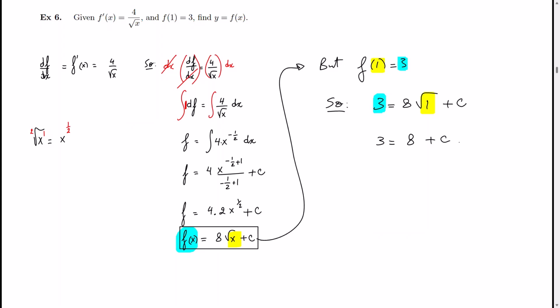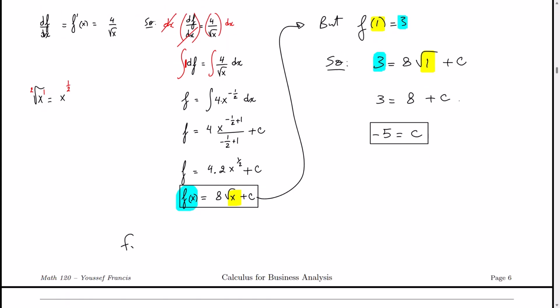Well, I'm just going to subtract 8 from both sides. 3 minus 8 is going to be negative 5. So c is negative 5. So we know specifically what the real number for this problem is. It's no longer just a random real number. It's actually really a negative 5.